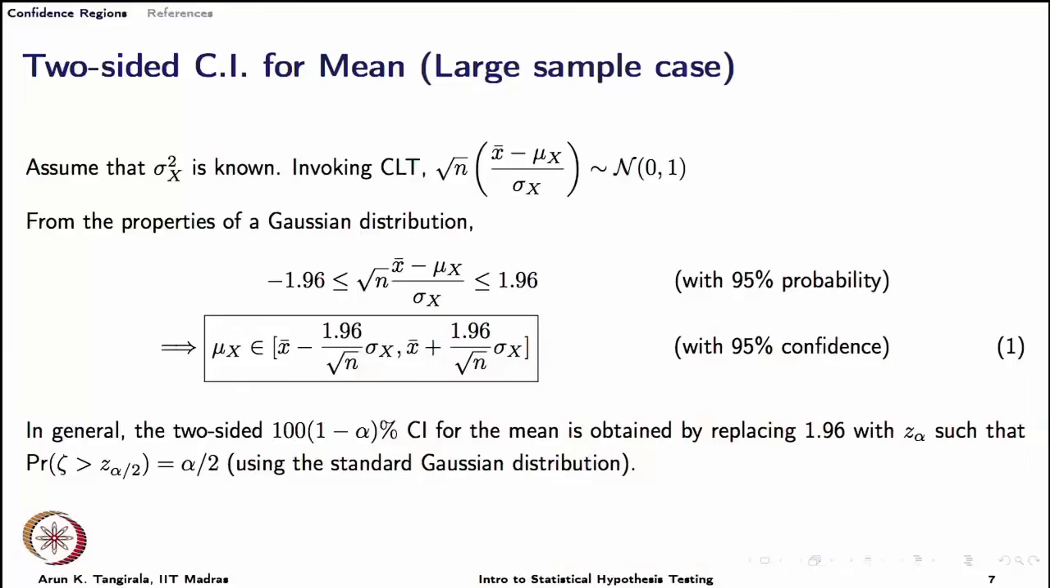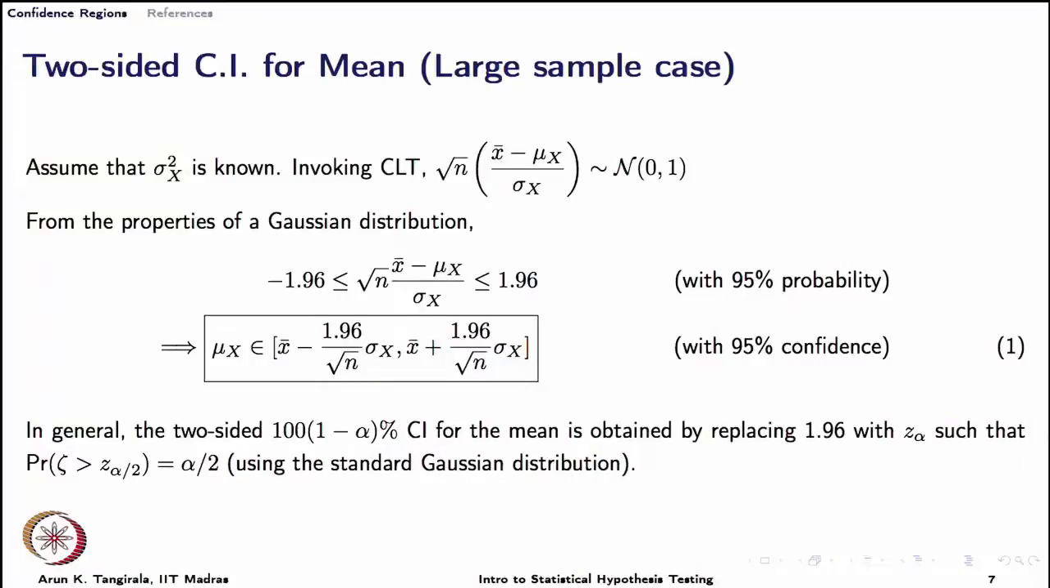Now, you can think, if I want to construct a 100% confidence region, what would be the confidence interval? Minus infinity to plus infinity, right. So, as you increase the confidence level, you have to sacrifice on the width of the interval.